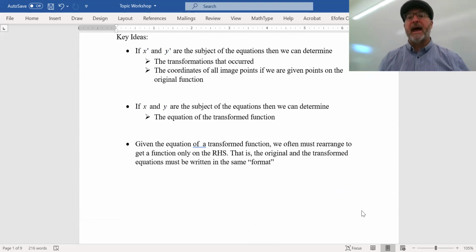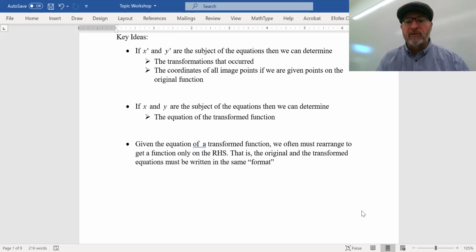So it's a great idea to have x prime and y prime as the subject if you're asked to move a whole lot of points from an original graph to where they would be on a transformed graph. Second dot point, if x and y are not x prime and y prime, but if x and y are the subject of the equations, then we can determine the equation of the transformed function. So sometimes we need to rearrange and make x and y the subject, but once we've got that set up, we can do that. And the third dot point kind of relates.